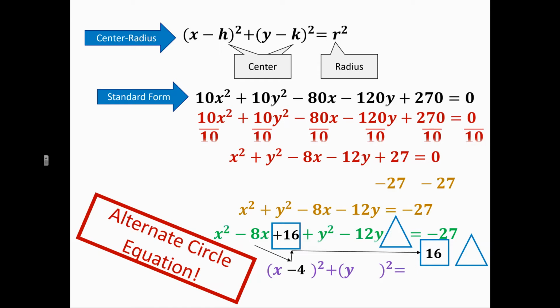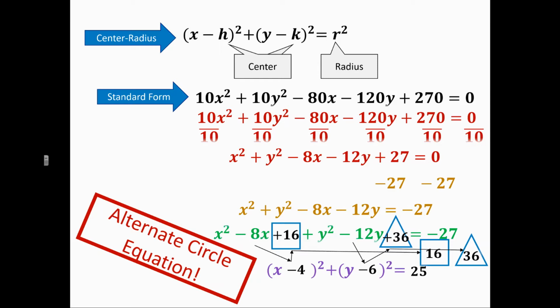Now we do the same thing with the y's. So the y's only have one number left. That should be the -12. So we half it, square it, and add it to the other side. Totaling up my answer to the other side gets me a nice 25.